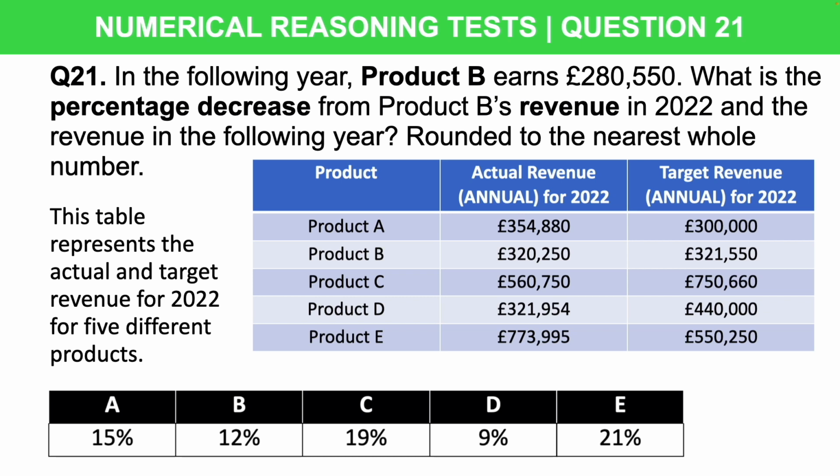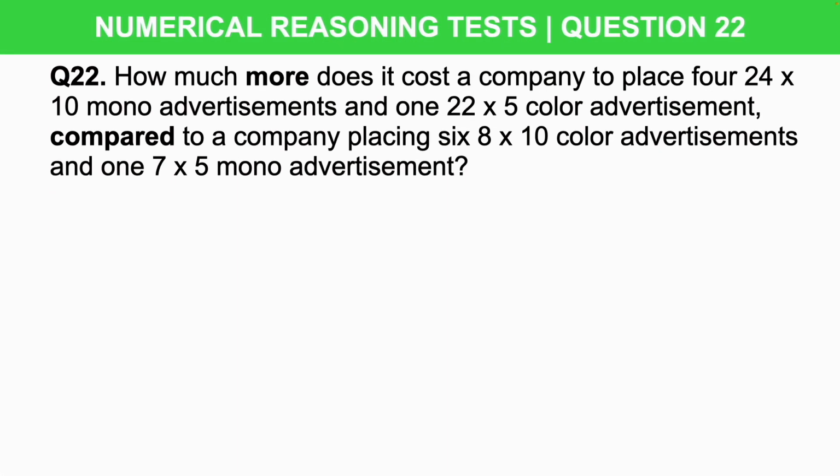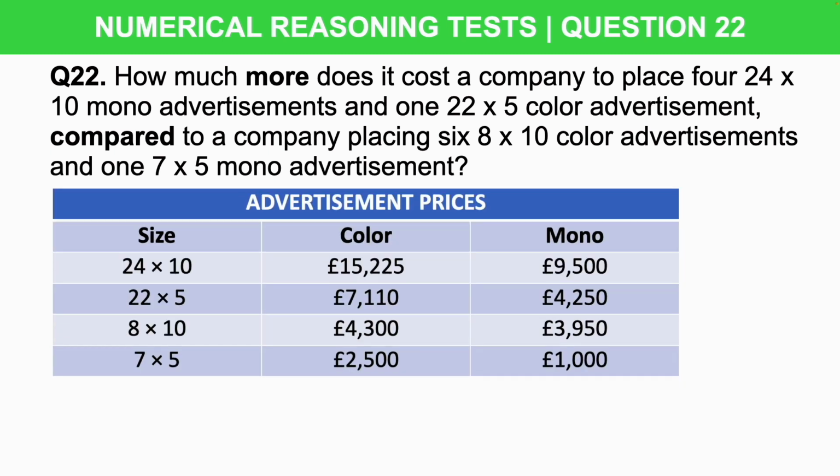Okay, let's take a look at one more numerical reasoning test question. So the question is, how much more does it cost a company to place 4 24 by 10 mono advertisements and 1 22 by 5 color advertisement compared to a company placing 6 8 by 10 color advertisements and 1 7 by 5 mono advertisement? So here's the price chart.